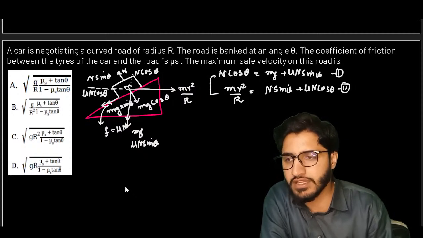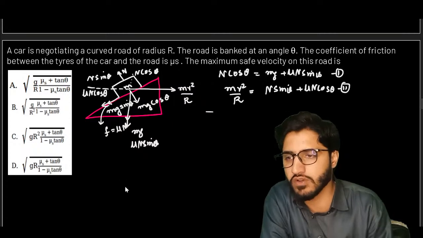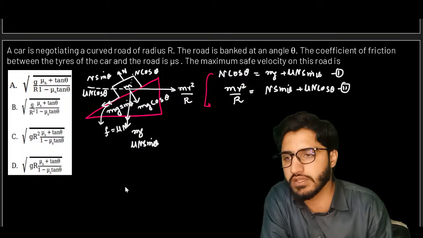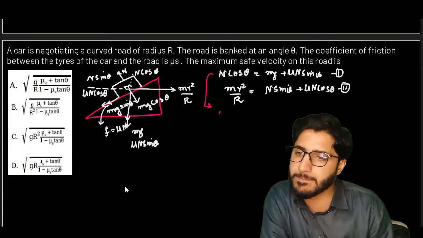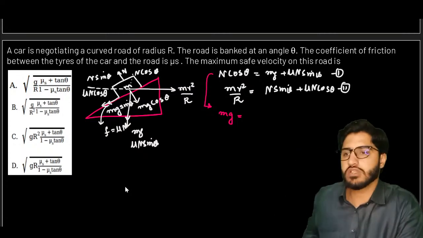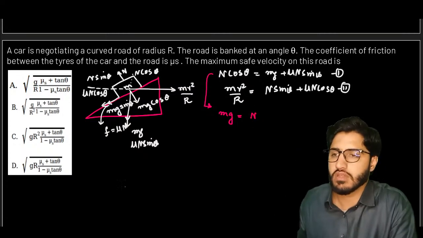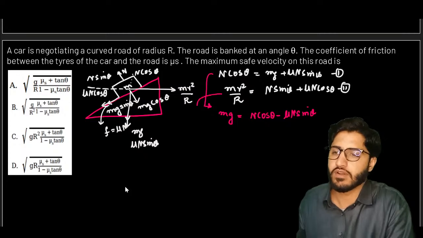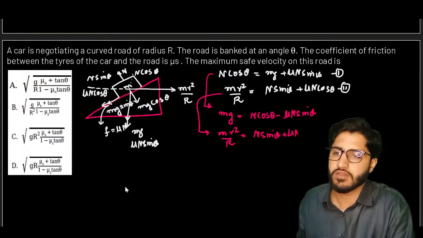So now rewrite the two equations. First of all, I will write this one only. I can write mg is equals to n cos theta minus nu n sin theta. Second one, mv square by r equals to n sin theta plus nu n cos theta.